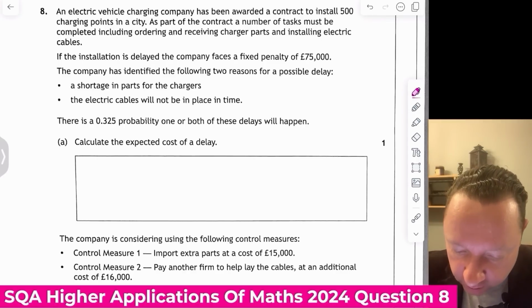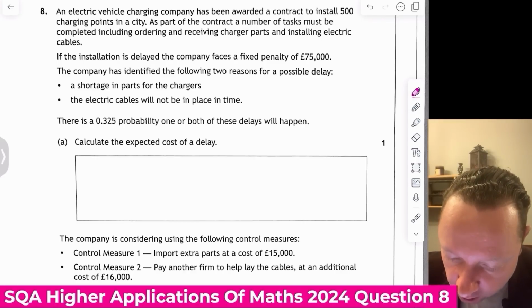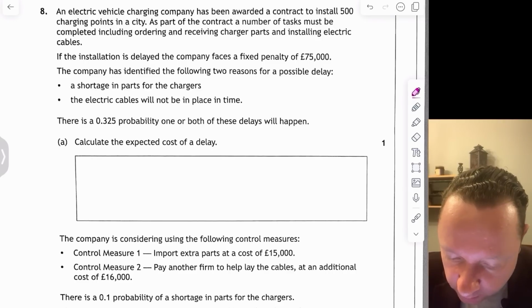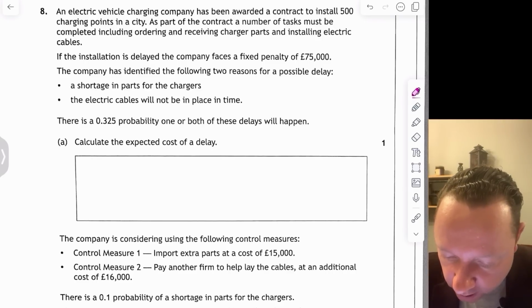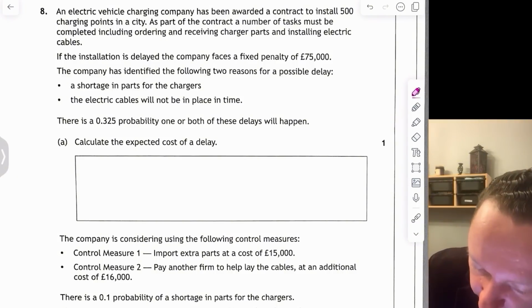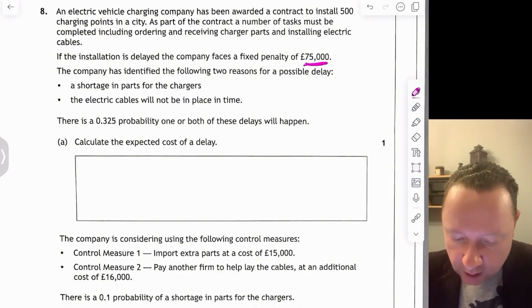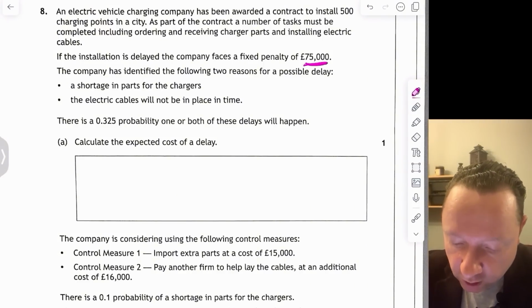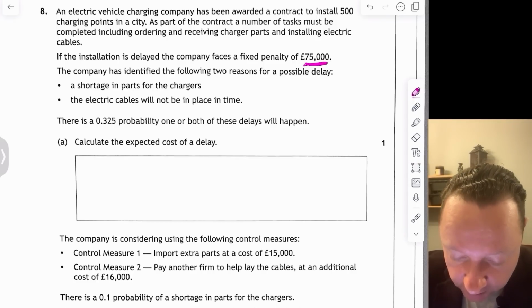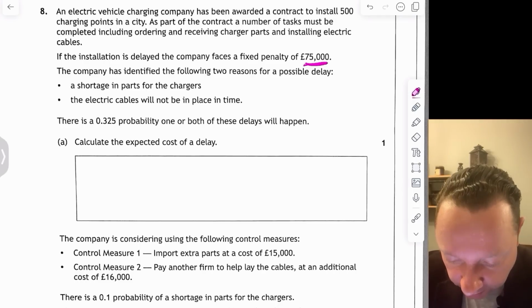A, an electric vehicle charging company has been awarded a contract to install 500 points in the city. As part of the contract, there's a number of tasks that must be completed, including ordering and receiving charger parts, installing an electric cable. If it is delayed, the company receives a fixed penalty of £75,000. The company has identified the following 2 reasons for a delay. You could have a shortage in parts, or the electrical cables may not be in place in time. But it does say that there is a probability of 0.325 of one or both of these delays happening.